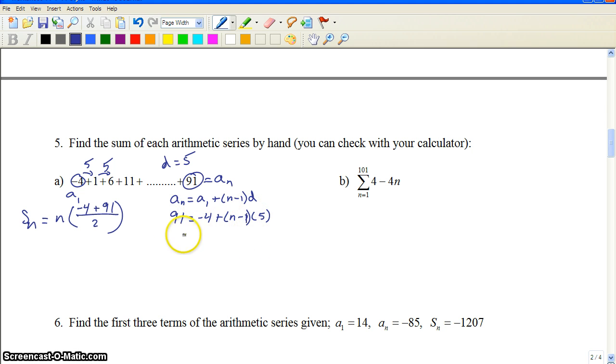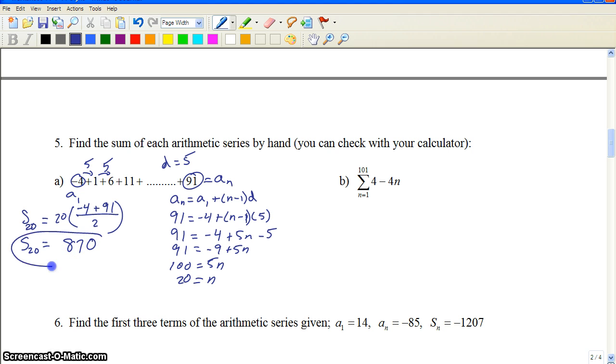So then we turn around and we solve this equation. We get 91 equals negative 4 plus 5n minus 5. So we get 91 equals negative 9 plus 5n. Then we add 9, so we get 100 equals 5n, which means n is 20. So we're finding the sum of the first 20 terms, so we're going to replace that n in there with 20. And then we're going to calculate it. And we're able to calculate the sum of the first 20 terms as 870 for this problem.